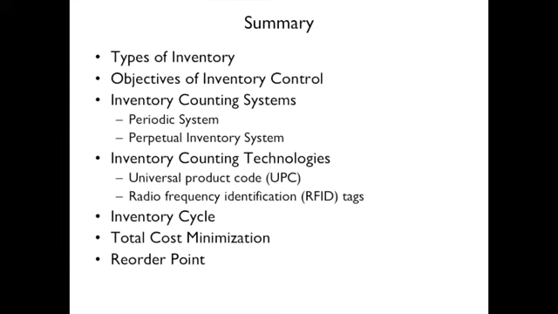So summary, we've talked about the types of inventory, the objectives of inventory control. There's a couple of inventory counting systems, the periodic system and the perpetual system. The technologies for inventory counting, universal product code and RFIDs. The inventory cycle, the total cost minimization, and then the reorder point.